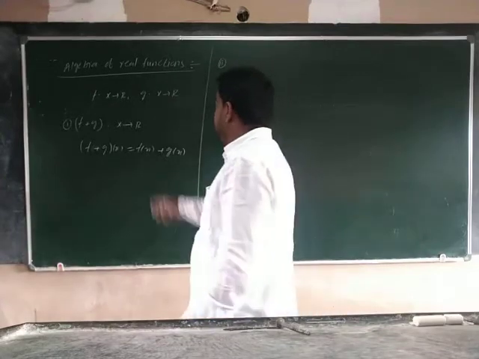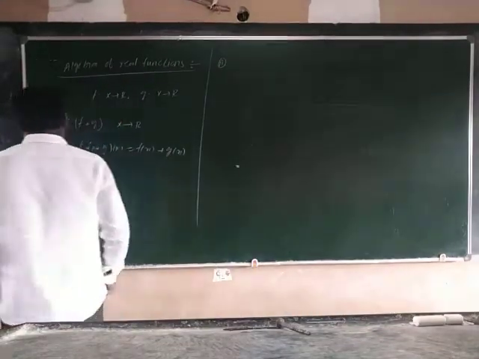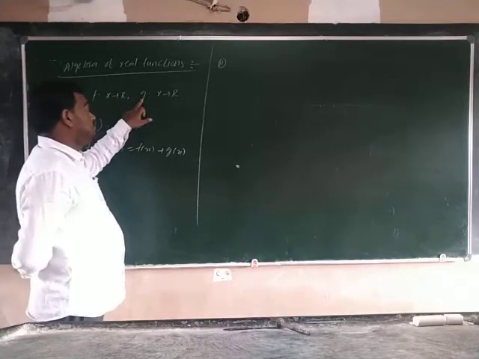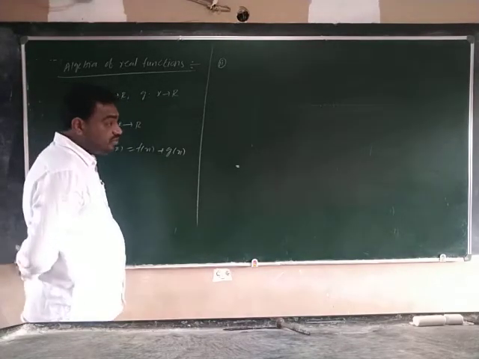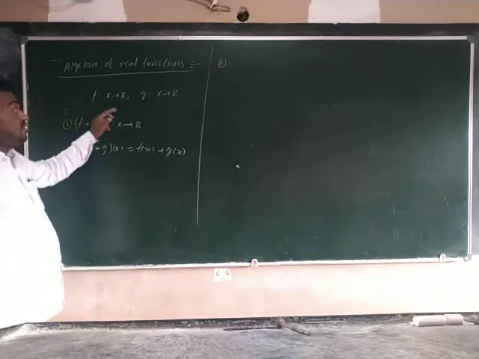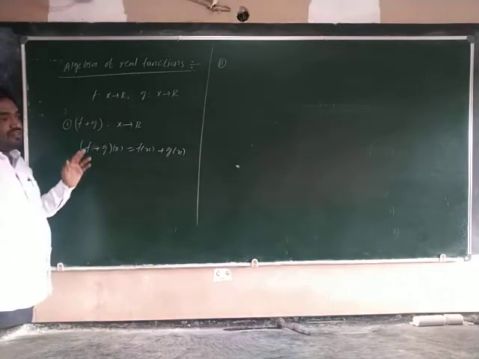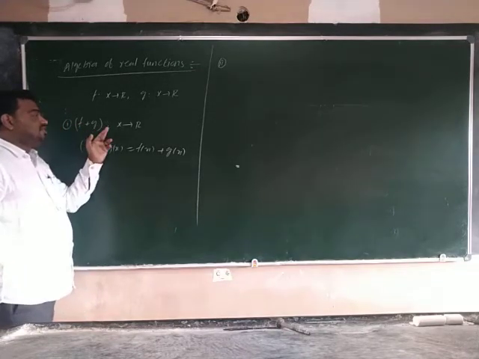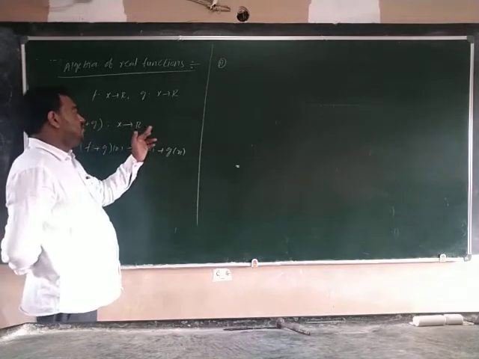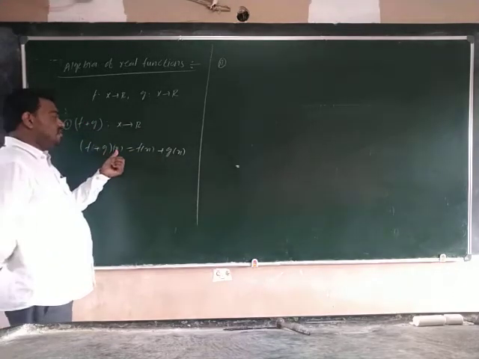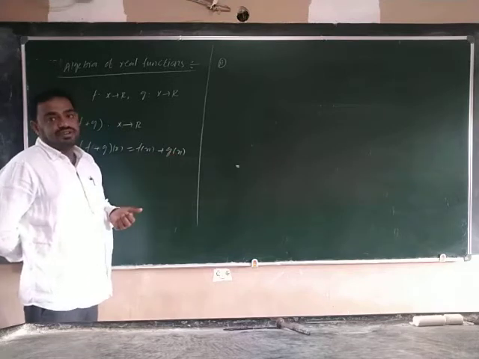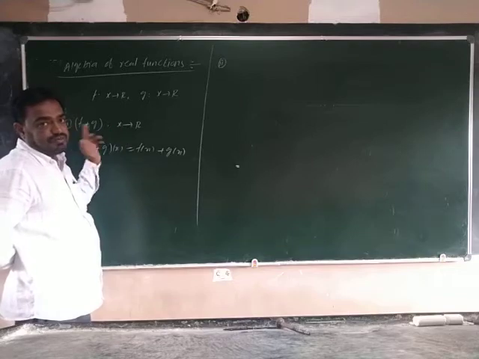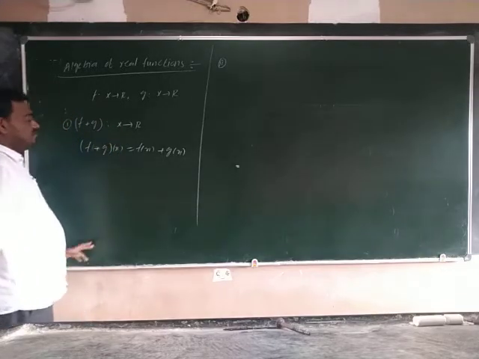Next, algebra of real functions. See, two real functions: f is a mapping from X to R, and g is a mapping from X to R. The addition of real functions we denote by f plus g. This function is a mapping from X to R, defined by (f plus g)(x) is equal to f(x) plus g(x) for all x belonging to X. This is the definition of addition of real functions.